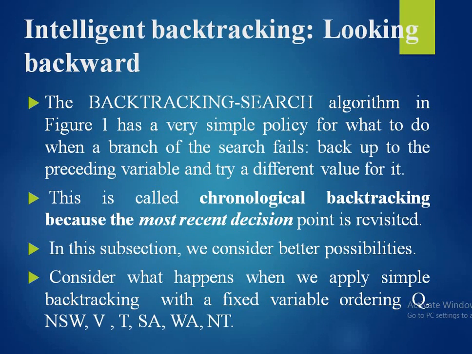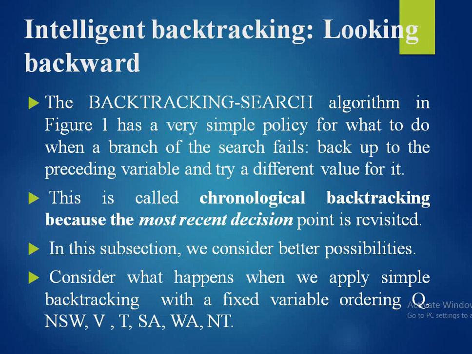Now, intelligent backtracking, that is, looking backward. The backtracking search algorithm in figure number 1 has a very simple policy for what to do when a branch of the search fails: back up to the preceding variable and try a different value for it. This is called chronological backtracking because the most recent decision point is revisited. In this subsection, we consider better possibilities.